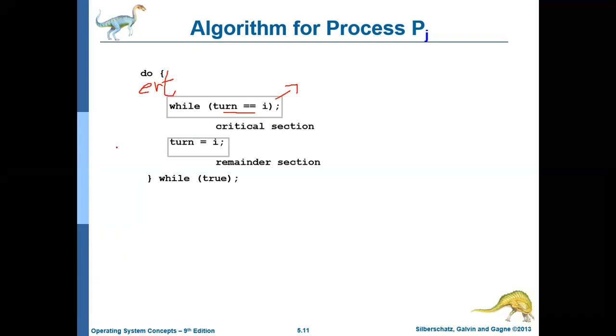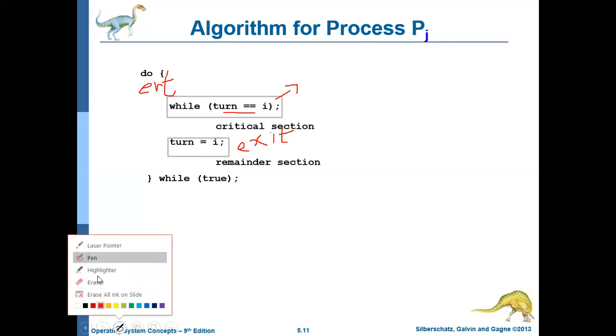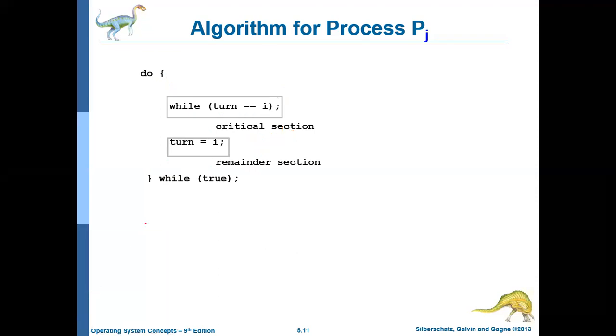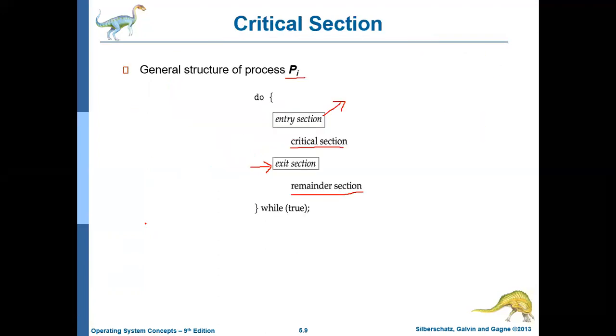After finishing the critical section, it will execute the exit section. In the exit section, it makes turn equal to i. It means that next the process i will execute. Then comes the remainder section. So this is the code corresponding to processes i and j, which ensures that the shared data can be accessed without creating any inconsistency, or that the shared data will be consistent.